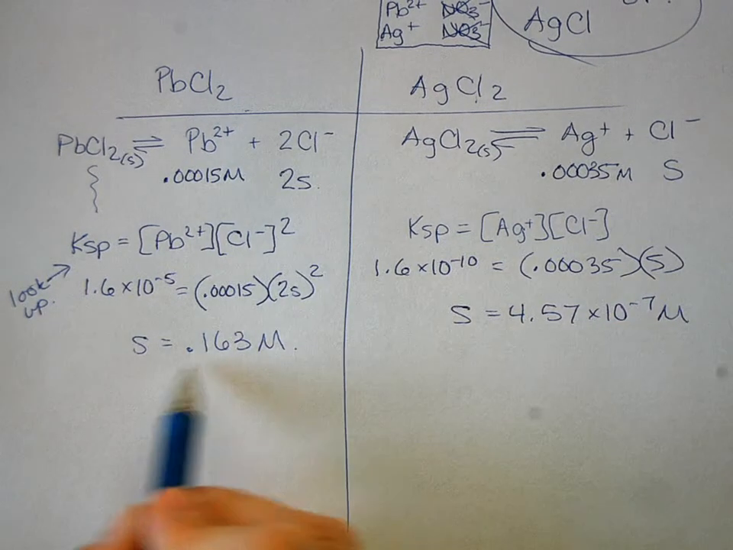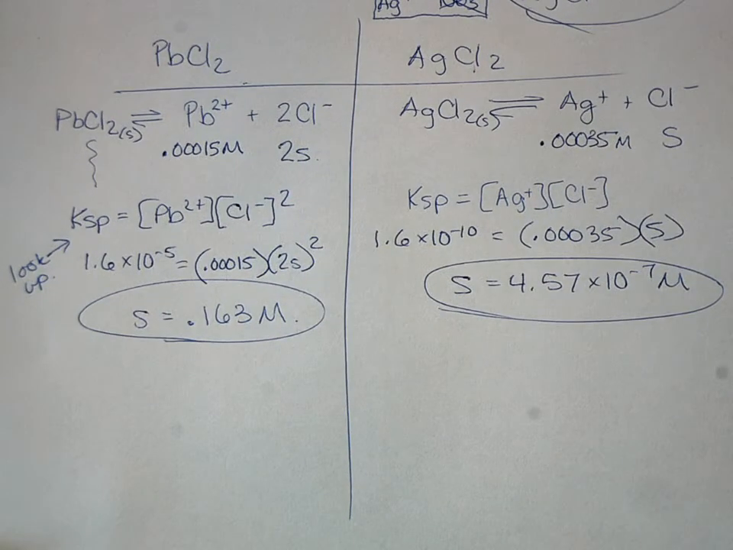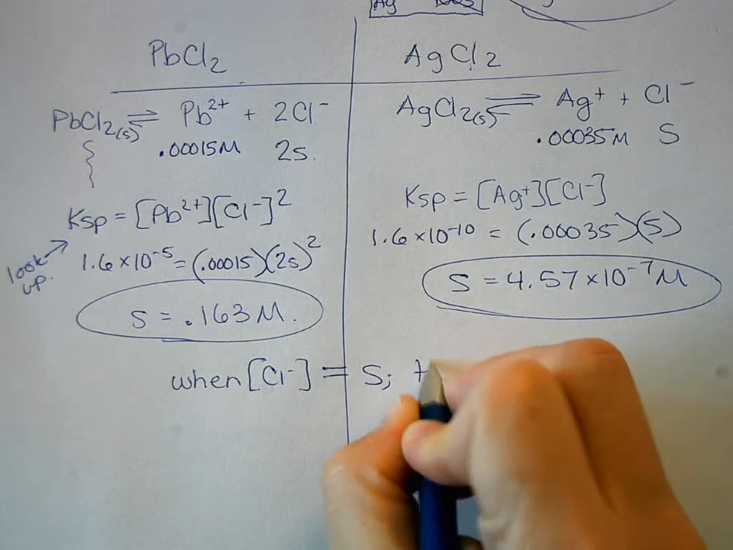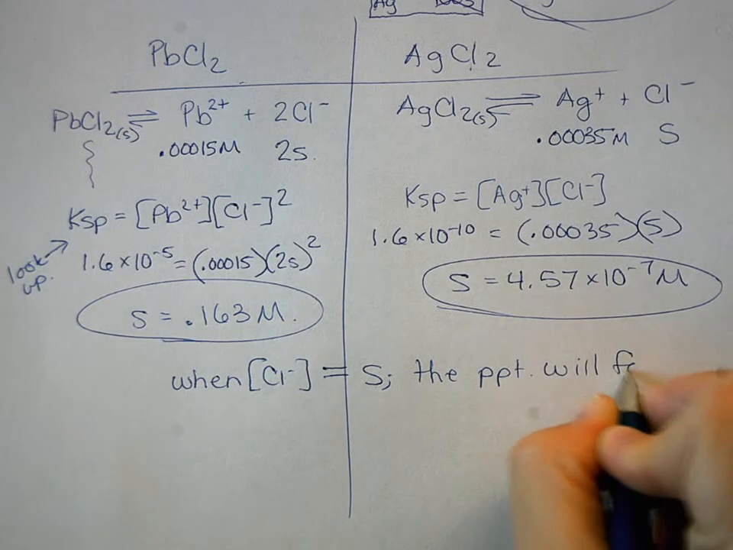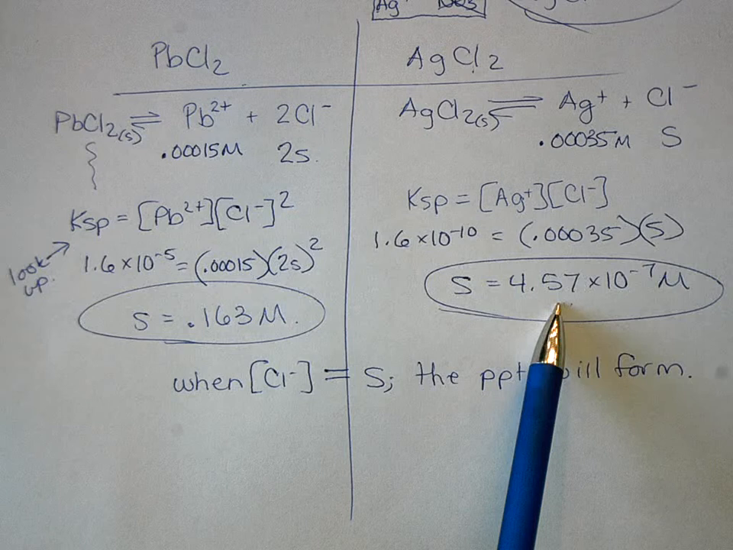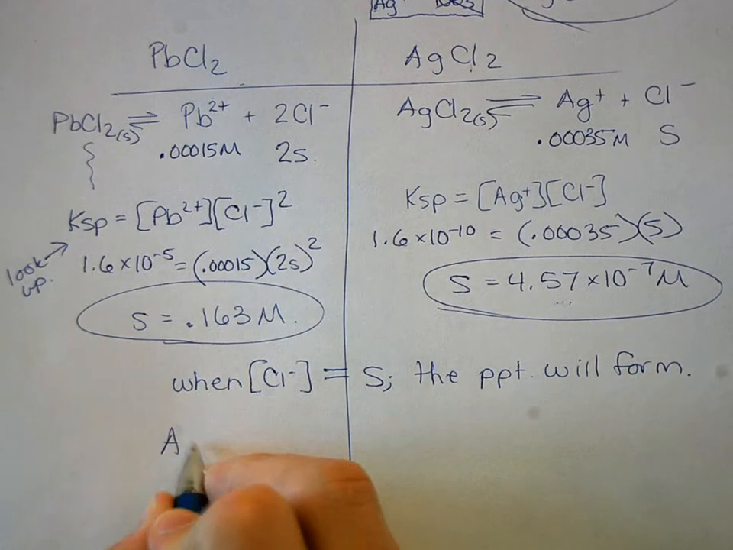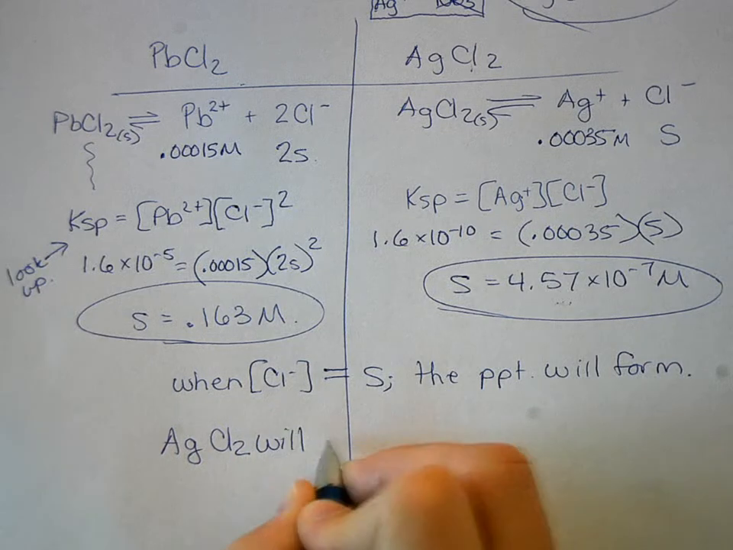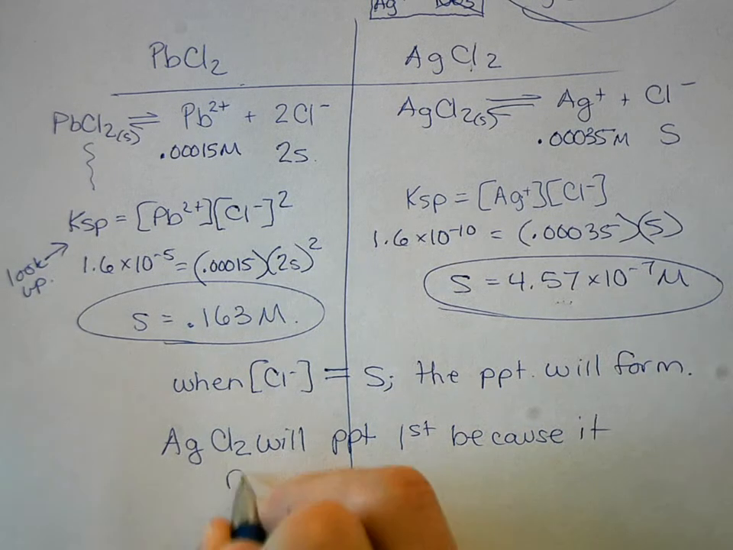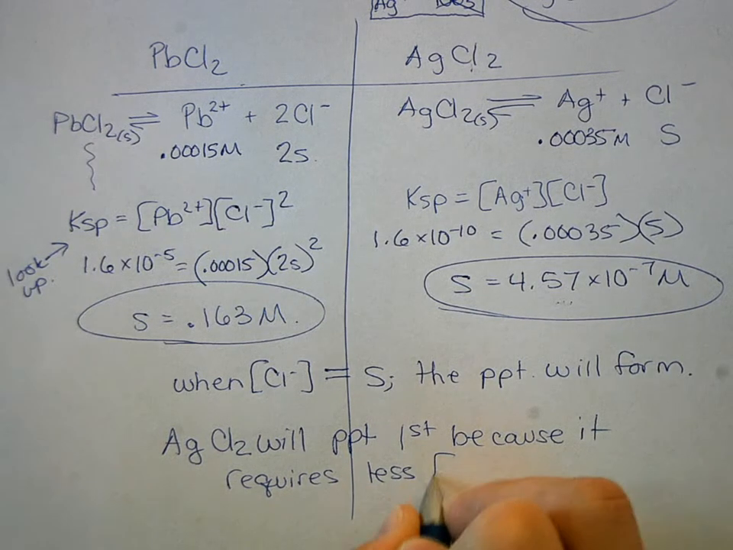Okay, what these S values are telling me is the concentration of chloride ions that I need to cause the precipitate to form. So we'll say when the chloride ion concentration equals S, the precipitate will form. Since I need fewer chloride ions over here to precipitate, my silver chloride is going to precipitate first. So silver chloride will precipitate first, because it requires a lower concentration of chloride ions.